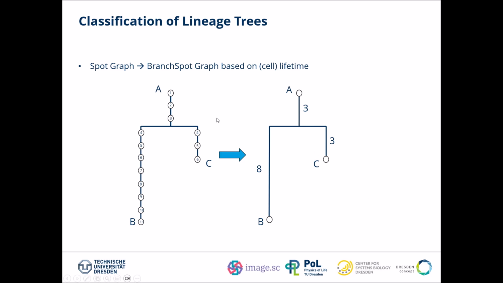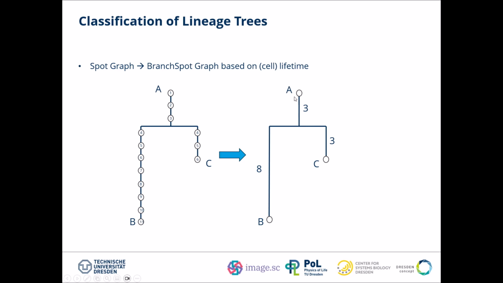On the left side, you see the spot graph. It shows the spot A that exists at time points 1, 2, and 3, and then splits into spot B and spot C. Spot B exists at time points 4 to 11, and spot C exists at time points 4 to 6. And you can translate that into a more generalized representation. It's called the BranchSpot graph.